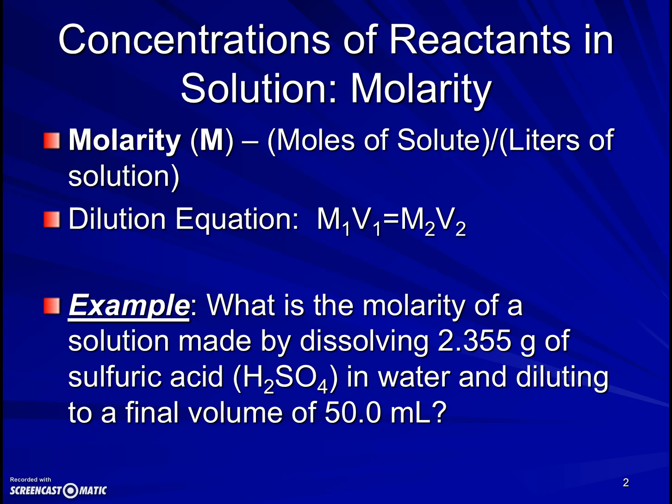And so what I want you to do is give this a shot on your own. I'll give you a couple of hints. Pause the video, write this down. What is the molarity of a solution made by dissolving 2.355 grams of sulfuric acid? So we'll need to convert that to moles to make our numerator. We'll do that using the periodic table and this formula. In water and diluting to a final volume of 50 milliliters. And again, we're going to have to convert that unit to get our denominator in liters.